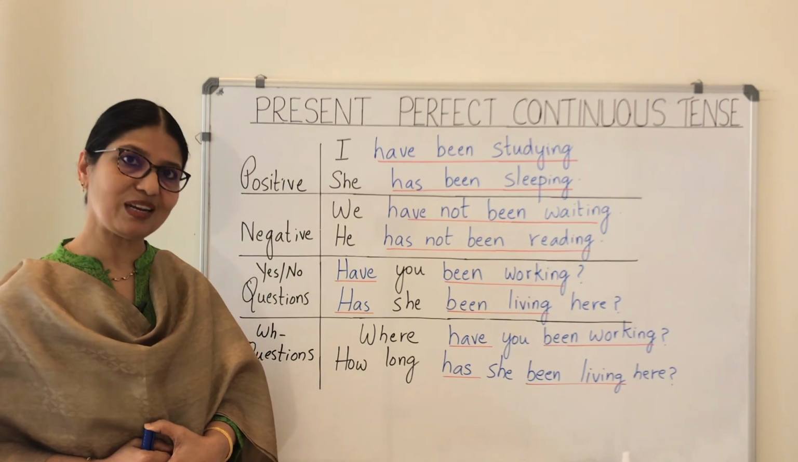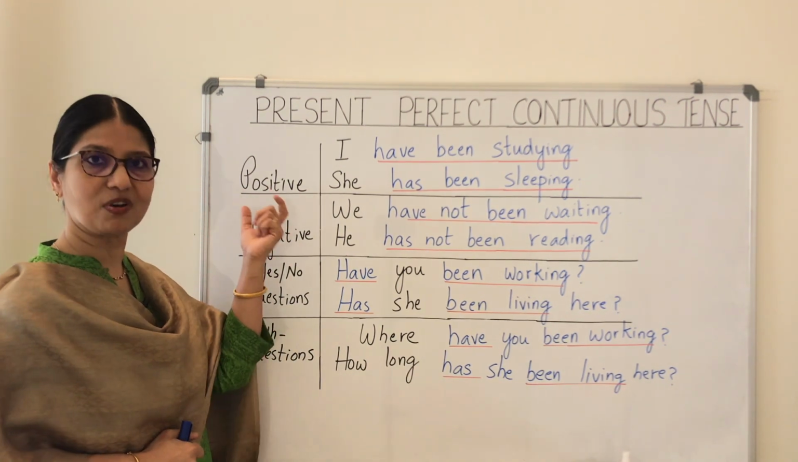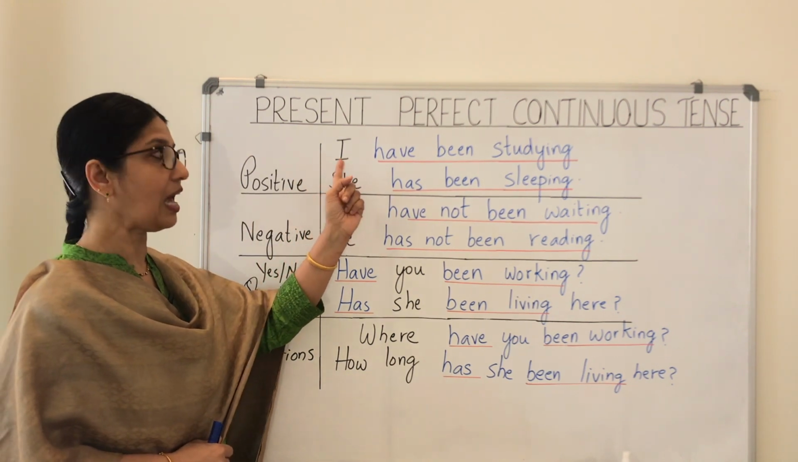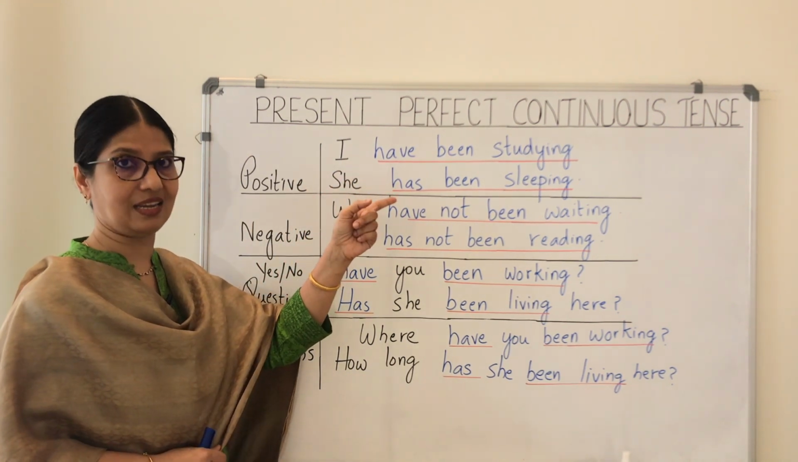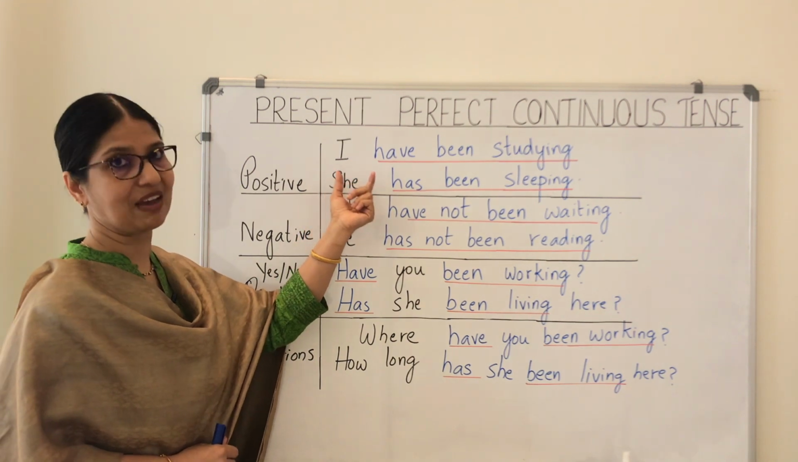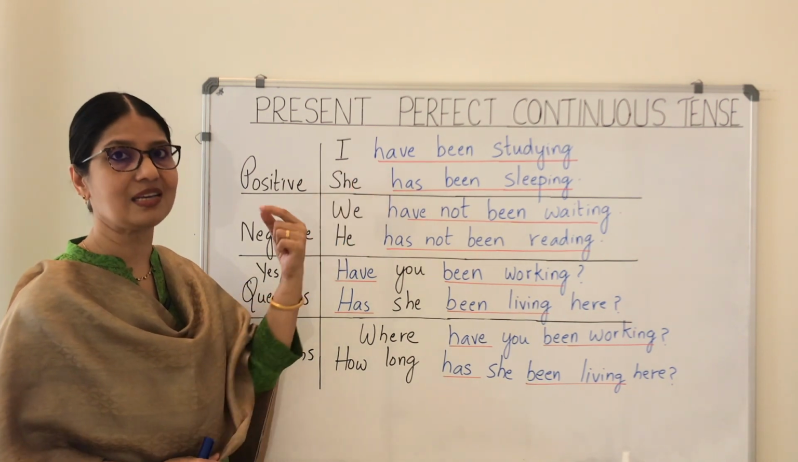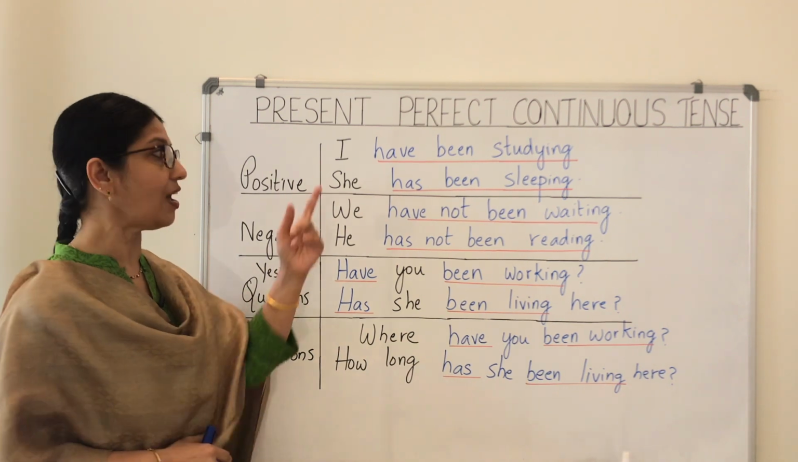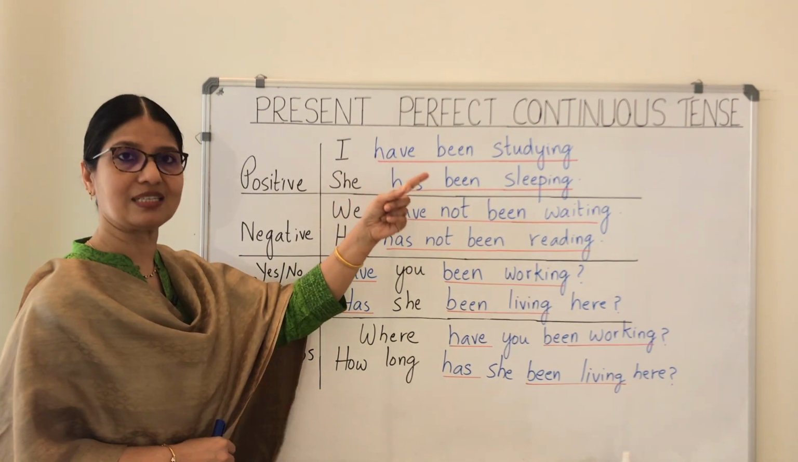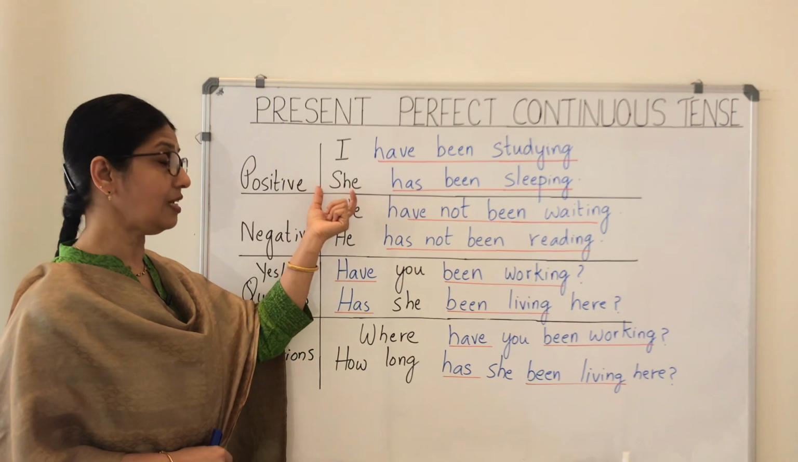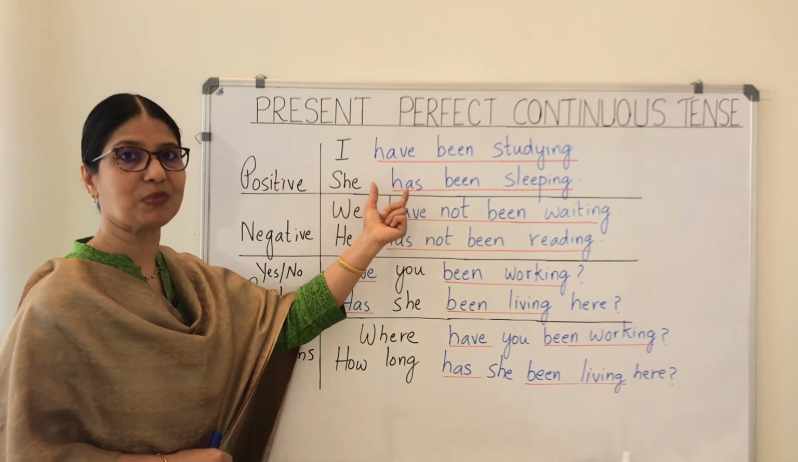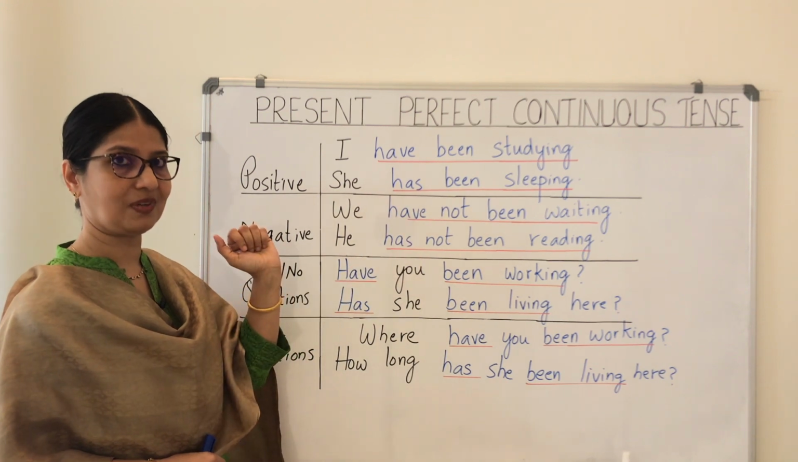So let's begin with the affirmative sentences or the positive sentences. Here we have I have been studying. Because it's I, we have to use have. You know that I is one person, but it is treated as a plural subject. So we have I have been studying. She, singular subject pronoun. So we have she has been sleeping.